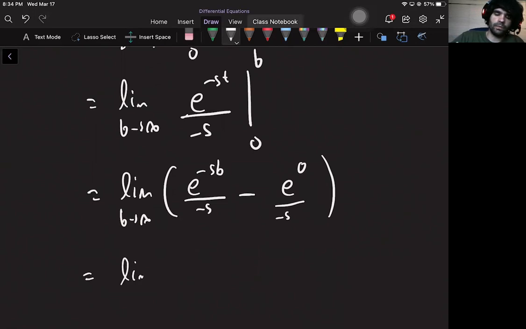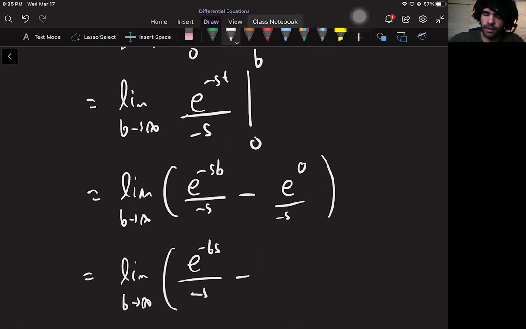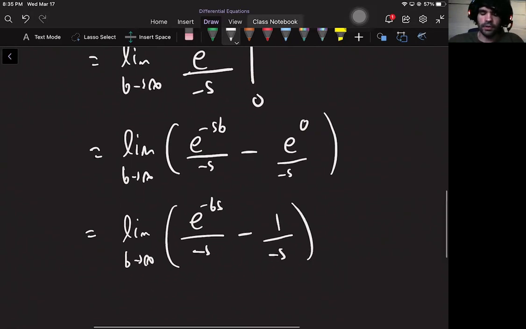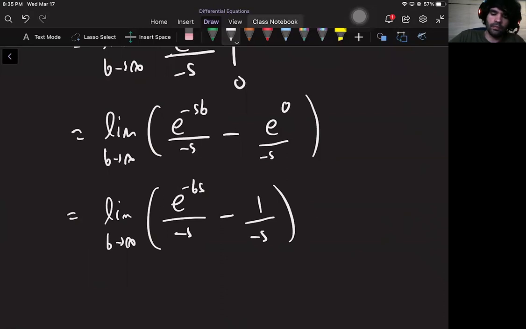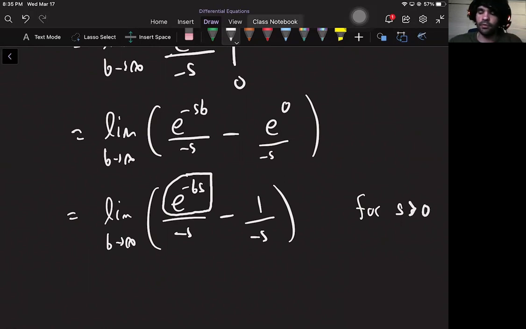And then, what's going on here? Well, this, I don't know why I changed it to bs. Well, that becomes that. Okay, so what's happening as b goes to infinity? Well, as b goes to infinity, as long as s is positive, this is when this integral will make sense. So I have to now stipulate that s needs to be a positive number, because otherwise this will diverge.